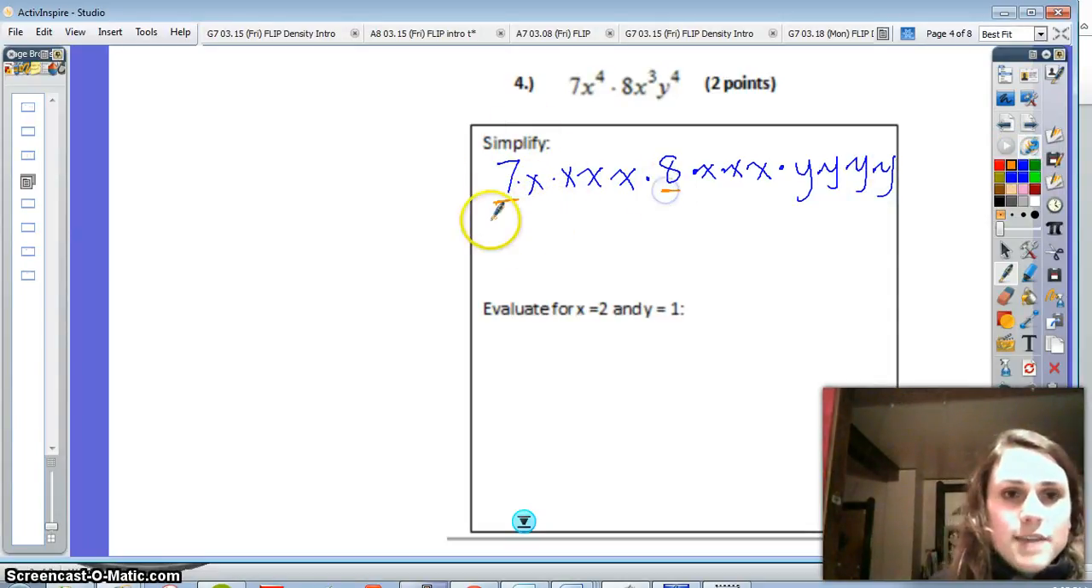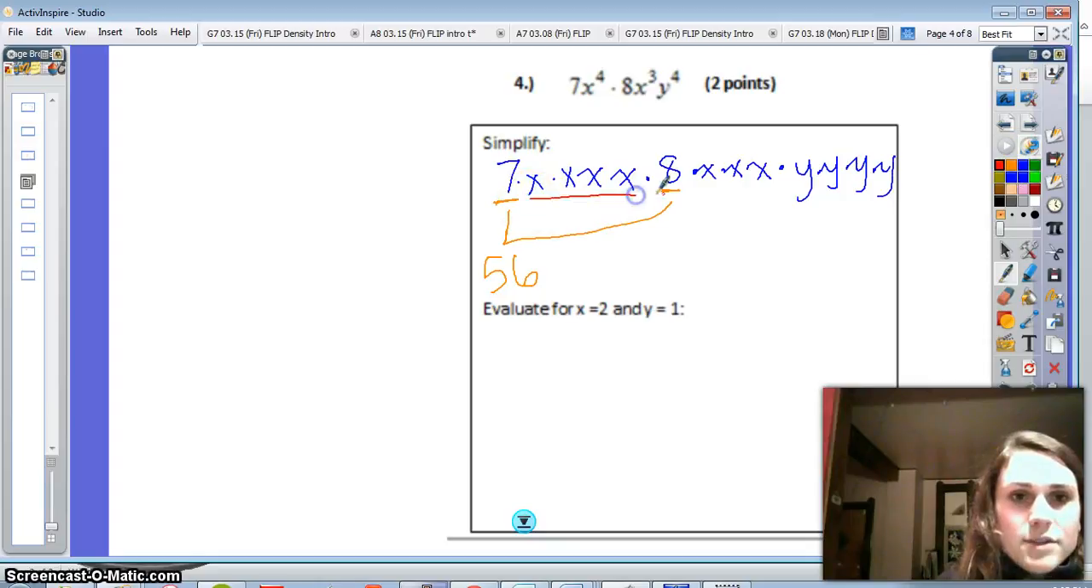So 7 times 8, those are my coefficients, my numbers, 56, okay? Then I'm going to count my x's. I have 1, 2, 3, 4, 1, 2, 3 x's. X times x times x times x times x times x times x is really just x to the 7th power. And then I have y's. How many y's do I have? 4. That's that expression in simplified form.